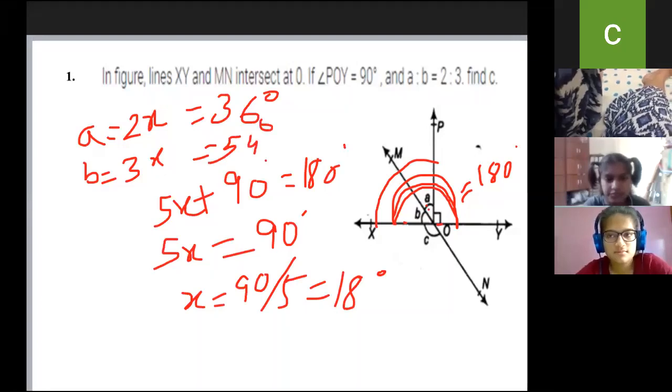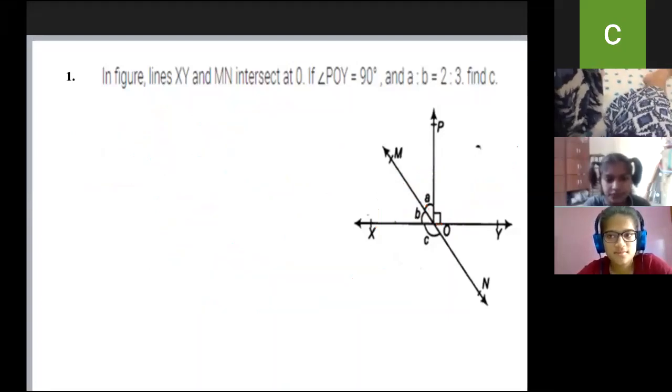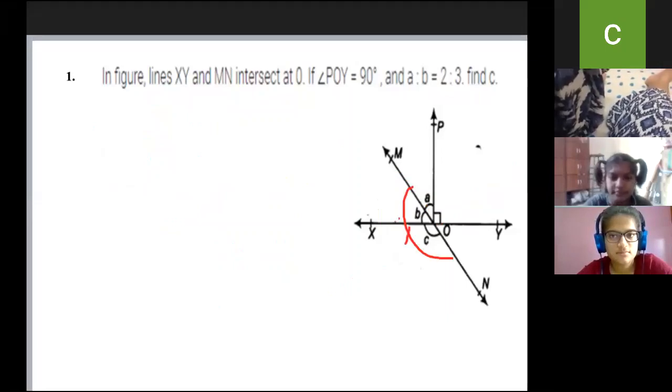Now, in order to find the value of C, observe this. Angle B plus angle C forms 180 degrees.